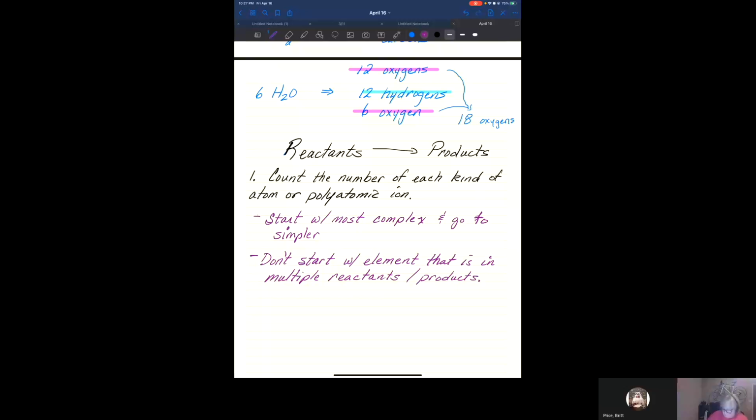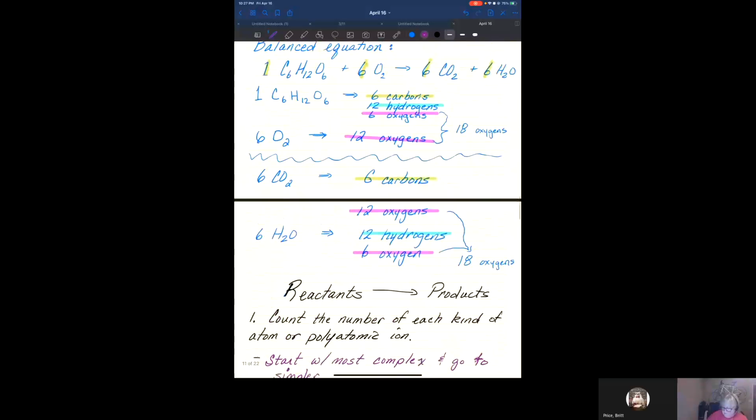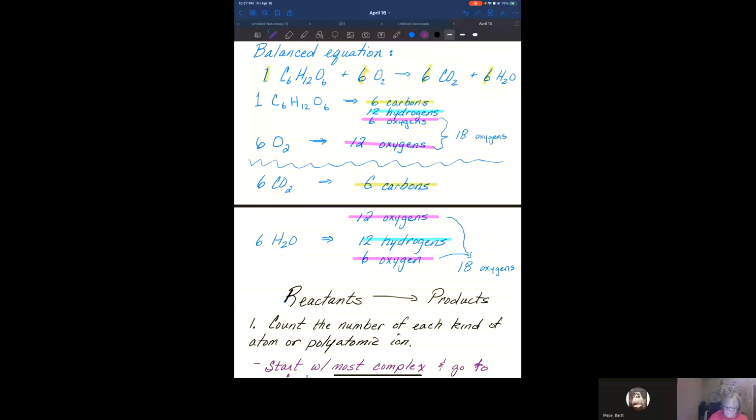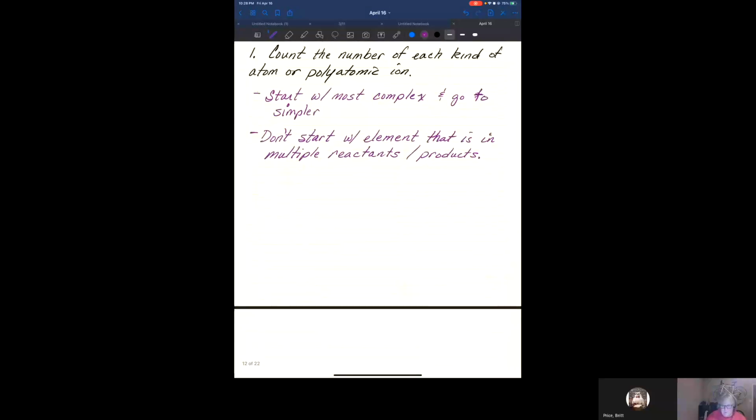And if you think about it, we've already seen this. On the reactant side, we have oxygens from the glucose, and we have oxygens with oxygen. There's two places where oxygen shows up. And then in the products, oxygens show up in both products. I'm not going to want to start with that. I'm going to want to try to figure out something other than oxygen as my starting point, okay?